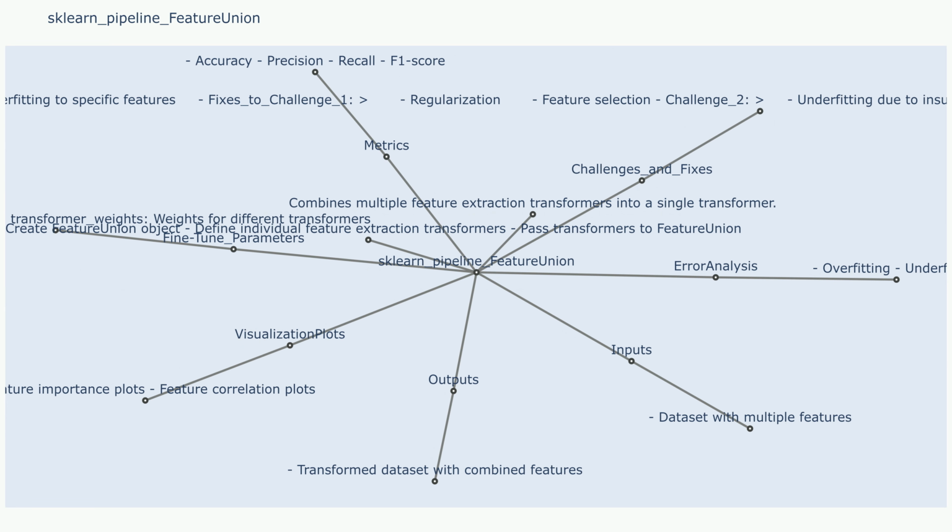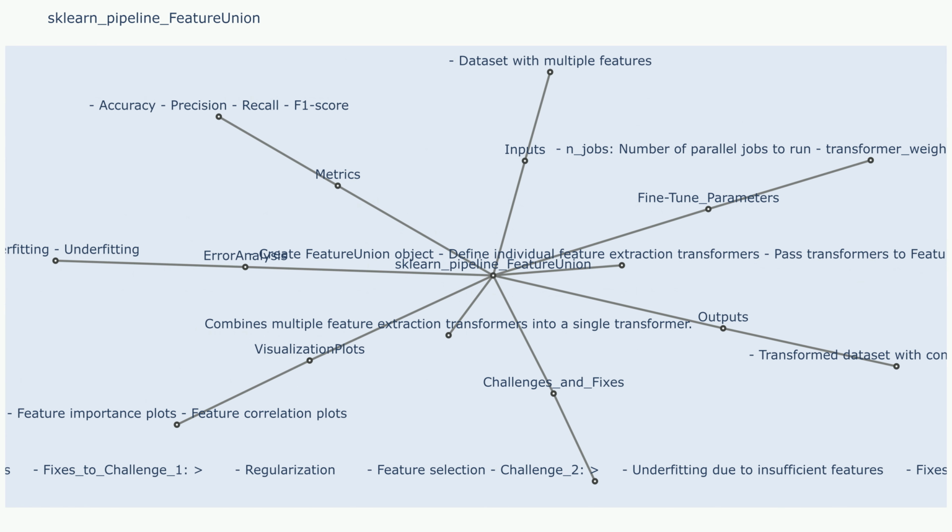Inputs. Input 1: The input data can be a pandas DataFrame or a NumPy array. It can be any data type that the transformers within the FeatureUnion can handle. Input 2: FeatureUnion doesn't have a second input. It takes a single input, the dataset, and processes it through multiple transformers.